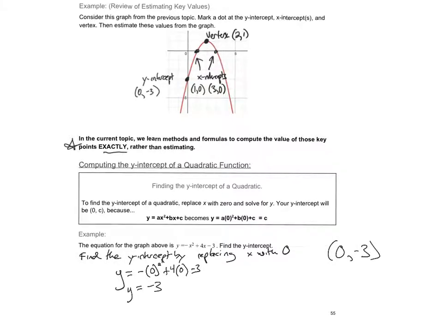And to generalize it, if I look at the equation and I replace the x's with zeros, I'm always going to get c as my y-intercept. So this is a lot like what we did with slope-intercept form. That last constant is going to be my y-intercept. On the next page, we focus on how to compute the x-intercepts of a quadratic function.